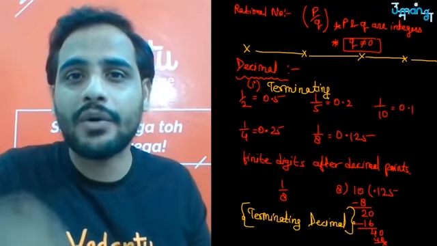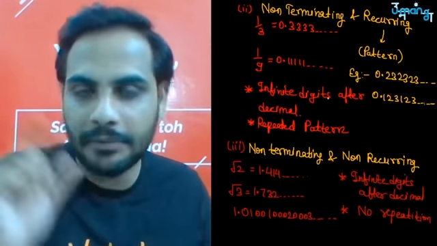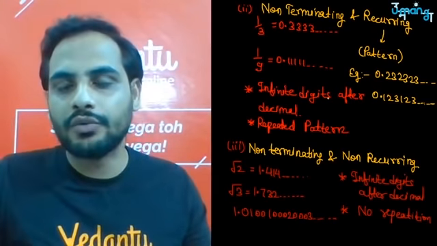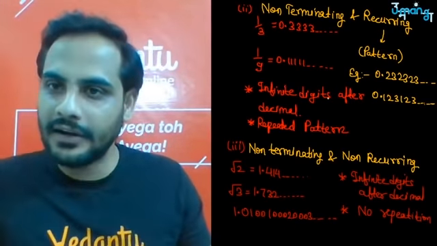Got it? Then comes the second category, that is your non-terminating and recurring. Non-terminating means there will be infinite digits after the decimal, and recurring means there must be a pattern. So I can say, okay, 3 is repeating itself, 1 is repeating itself. There must be a repetition. In 0.2323, you can say 23 is repeating itself. 0.123 is repeating itself. So there is a repetition.